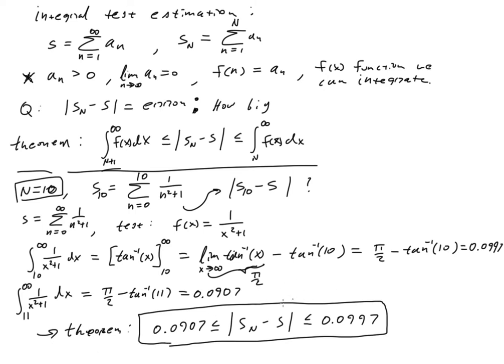So this would answer a question, for instance, is S10 within 1/10? And the answer, of course, is yes, because we see right here that the error cannot be greater than 0.0997, which is, of course, smaller than 0.1. So yes, that answers that question just fine. All right, so now let's turn back to the alternating series and do an example of an alternating series.